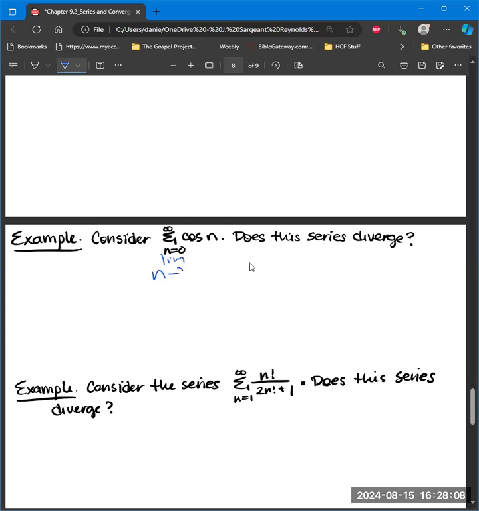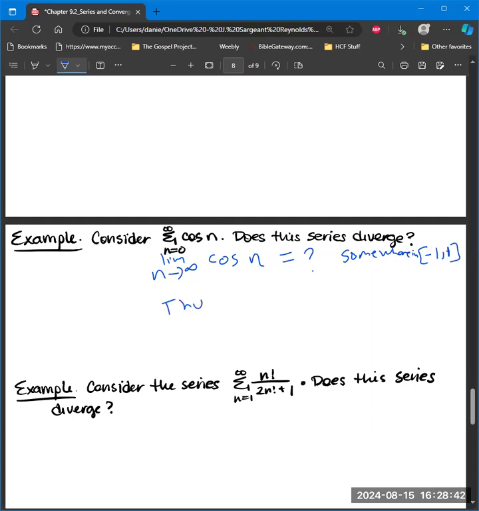Limit as n goes to infinity of cosine n. We say that equals, I don't know, but it definitely doesn't have to equal 0, right? It could be anywhere in the interval, somewhere in the interval of -1 to 1, but we don't know where it is.